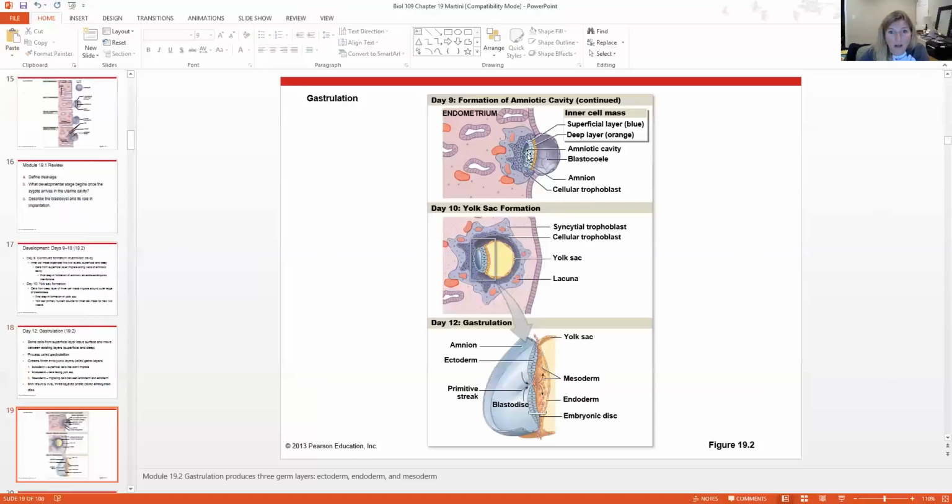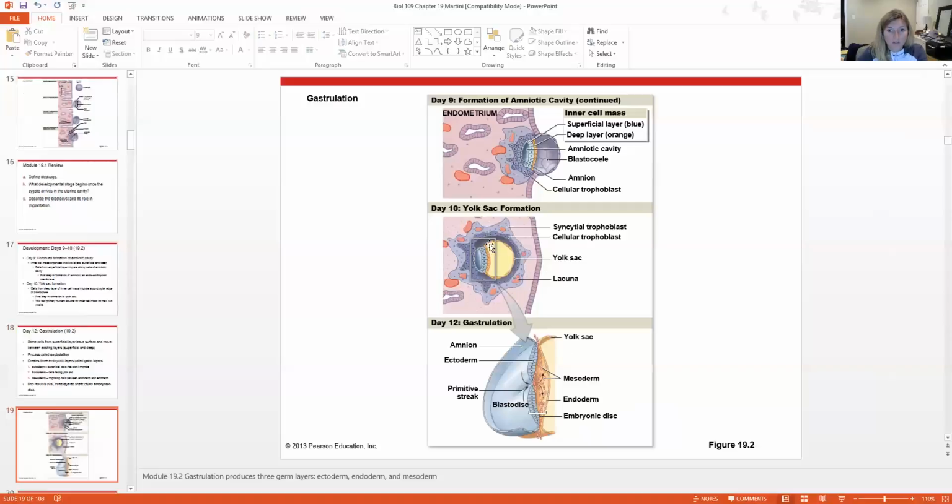So here you have this last picture that I showed you with the deep layer, superficial layer, this inner cell mass, right? Our amniotic cavity, the blastocele. Then a yolk sac forms. Notice that this entire structure is embedded in the uterine wall at this point. You have these trophoblasts extending out. This is what's going to form the placenta. The yolk sac is nourishing all of these cells. The cells do not have their own capillaries associated with them yet. This yolk sac is the primary source of nutrients, full of lots of protein.